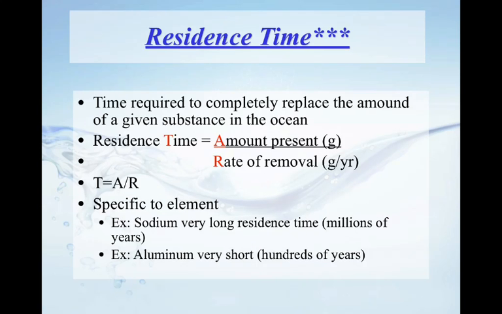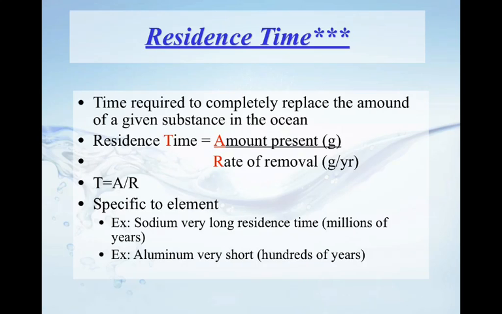The last thing we're going to talk about, and we'll spend a lot of time on this in class, is residence time. Residence time is defined as the time required to completely replace the amount of a given substance in the ocean. And the formula for it is T equals A over R, where T is time, A is amount, usually in grams. R is rate of removal, grams per year. And this tends to be specific to each element. Sodium has a very long residence time, whereas other metals like aluminum have very short residence times.